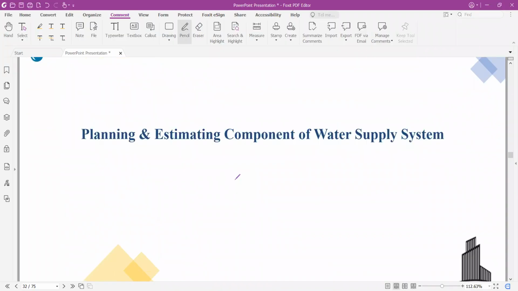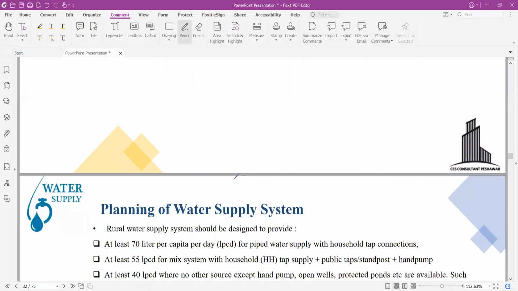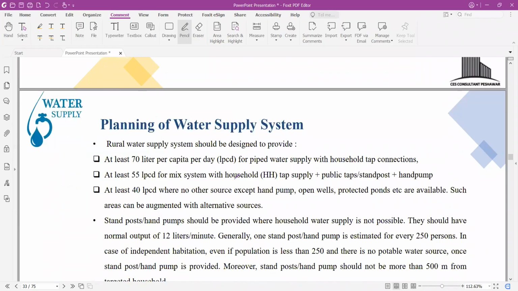Planning and estimating the components of a water supply system. To design a water supply system, you should consider different factors. For example, if you want to design a water supply system where there is no proper sewage system, then the per capita demand should be 70 liters per capita per day. These numbers are basically according to the Indian standards. For a household with tap supply, plus public taps or hand pumps, the demand should be taken as 55 liters per capita per day.